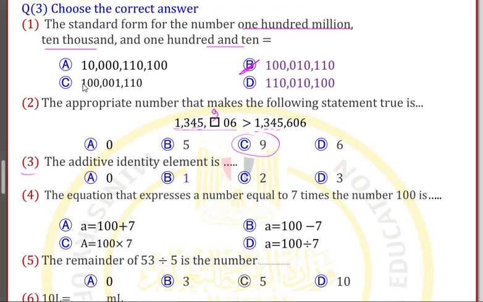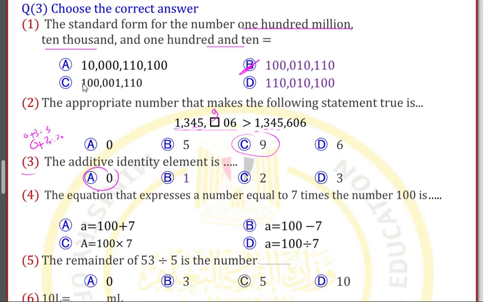Number 3, the additive identity element is a space. The additive identity element is the mirror in addition, the number which when you add it to any number, the answer is the number itself, so it is 0, because 0 plus 20 gonna be 20, 0 plus 3 gonna be 3, and so on.